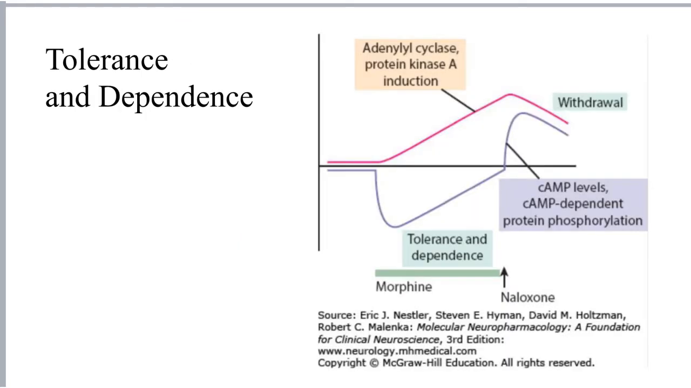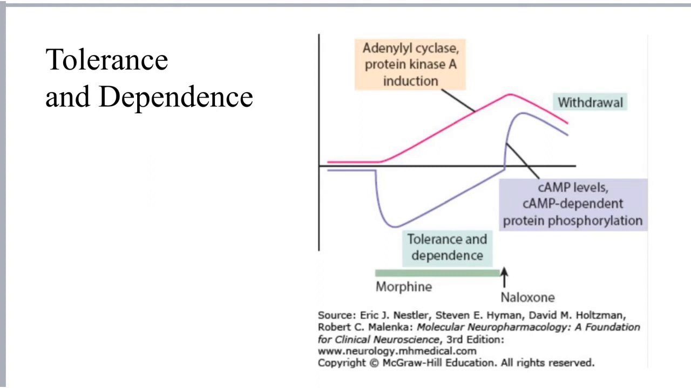The molecular mechanisms underlying tolerance and dependence are fairly well characterized and are the result of simple molecular changes at the receptor and intracellular level. This graphic demonstrates those changes that occur during tolerance and dependence using morphine as an example.